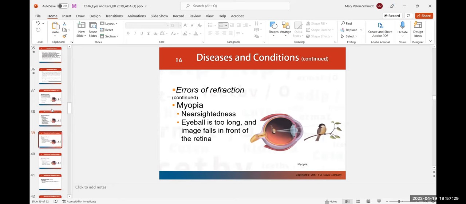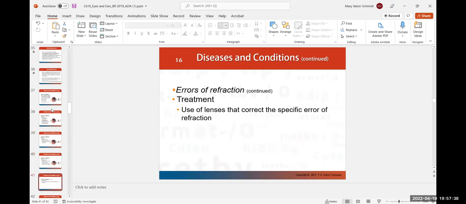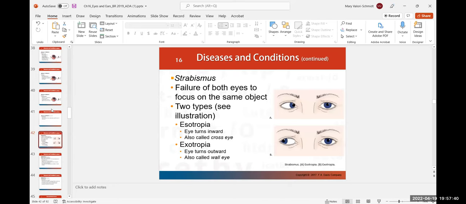Myopia, when it happens due to age, is presbyopia, because that actually happens. You notice people like me need reading glasses when you get to a certain age? Well, that's why. And so corrective lenses, you know, to correct all those problems, or contact lenses.